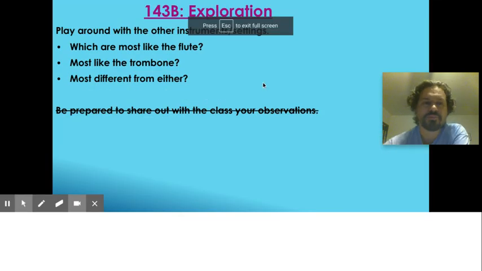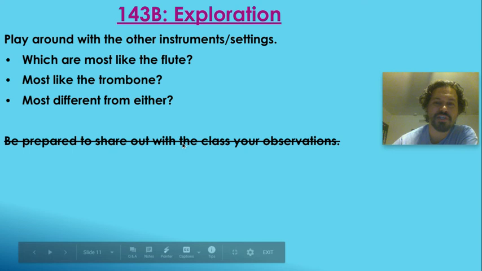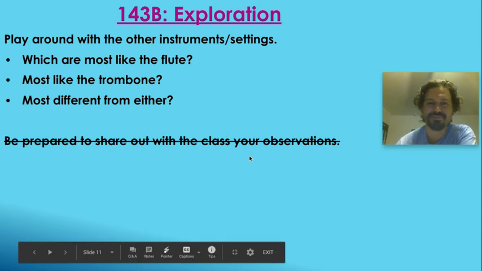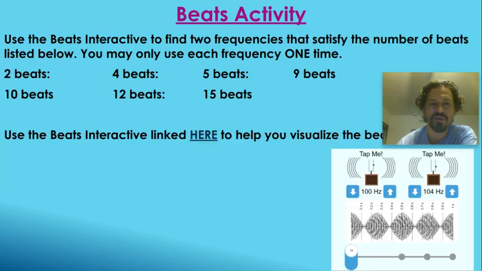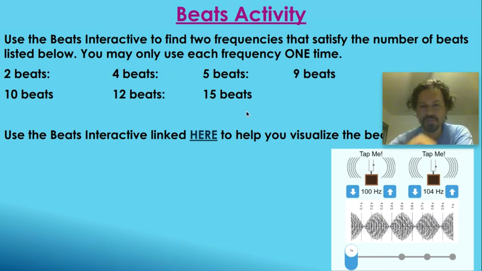So, think about which ones are most like the flute, most like the trombone, most different from either. Try to classify them as single frequency or combination of frequencies. And normally we'd share out, but thanks to COVID-19, you get to share with yourself. Sit in front of a mirror. Okay, last thing. Try and make something that has 2 beats, 4 beats, 5 beats, 9, 10, 12, 15. So there's a little Beats Interactive you can use, or you can do what I showed you earlier. And that would be using 2 sound generators to make those beats.